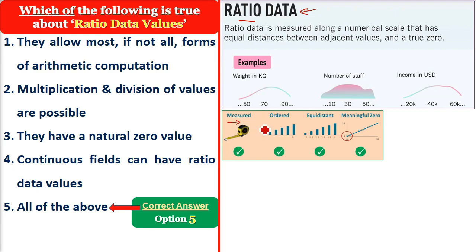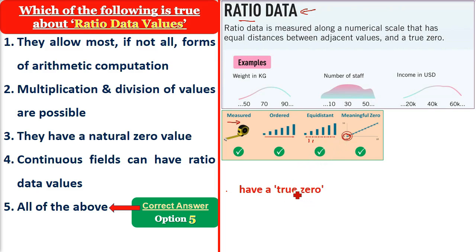It is, first of all, measured. The values are ordered, ascending or descending. They are equidistant, that is, they have an equal distance between them, and they have a meaningful zero from where we have started. Now we have a true zero in ratio data. We have nominal, ordinal, ratio, and discrete kinds of data.